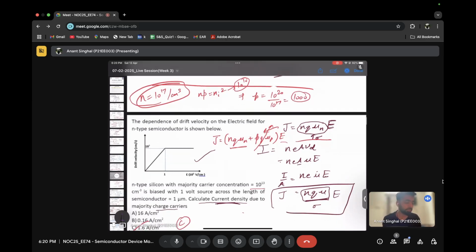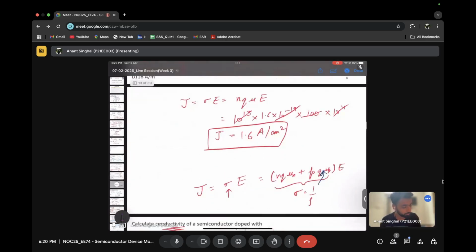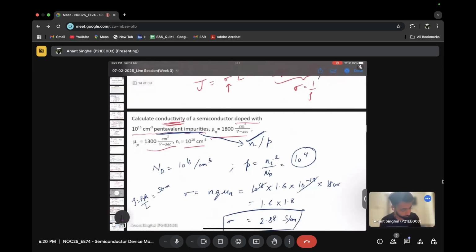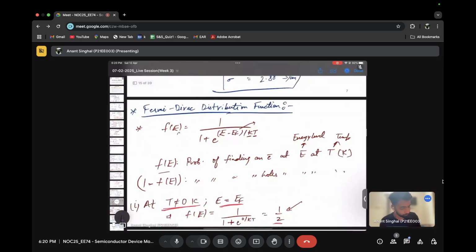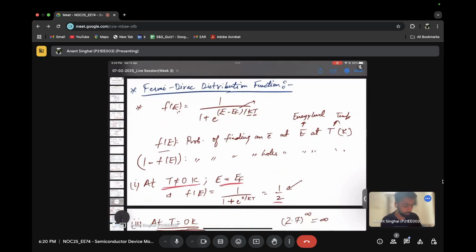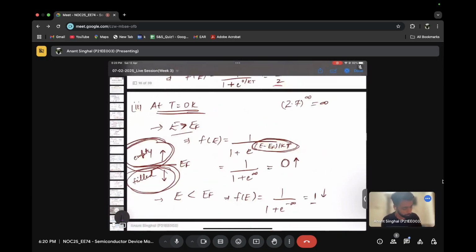Then we saw some of the current density part. That is nothing but a kind of Ohm's law, which is J equals sigma E. In this Ohm's law, the conductivity, which is related to the movement of the electrons, multiplied by the electric field gives you the current. So we did some of the very basic problems from Ohm's law also. And then we started with the Fermi Dirac. What exactly is Fermi Dirac and what is the mathematical representation of that?